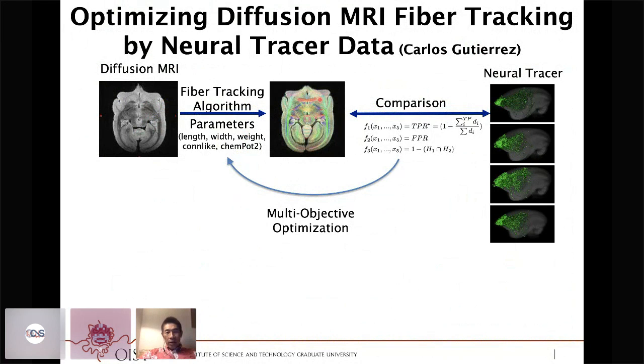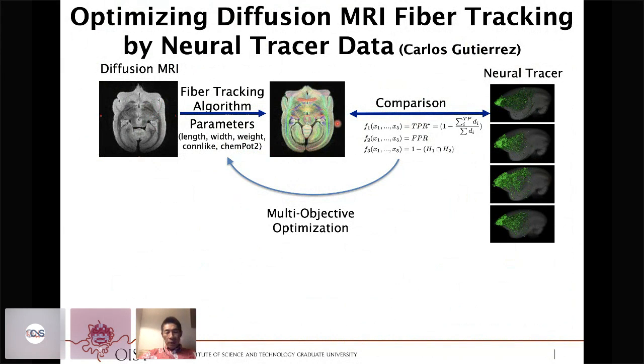But of course, the reliability of such a global connection depends on the tracking algorithm, and they have several parameters. Some of the parameters have a good basis from biophysics, but some of the parameters we have to optimize. And fortunately, in this brain management project, we have both diffusion MRI data and also neural tracer injection data, which can work as a reference for optimizing fiber tracking algorithms.